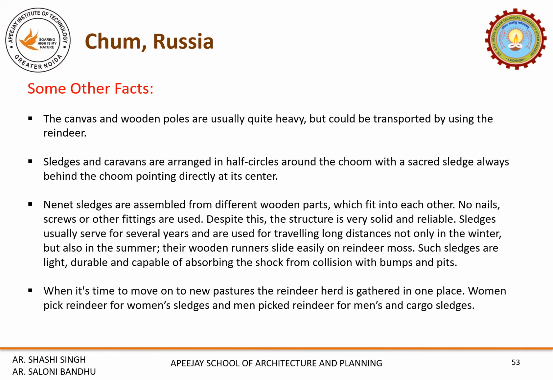Some other facts about chooms are the canvas and the wooden poles are very heavy and are transported using the reindeer. The sledges and the caravans are arranged in a half circle around the choom with a sacred sledge always behind the choom pointing directly at its center.